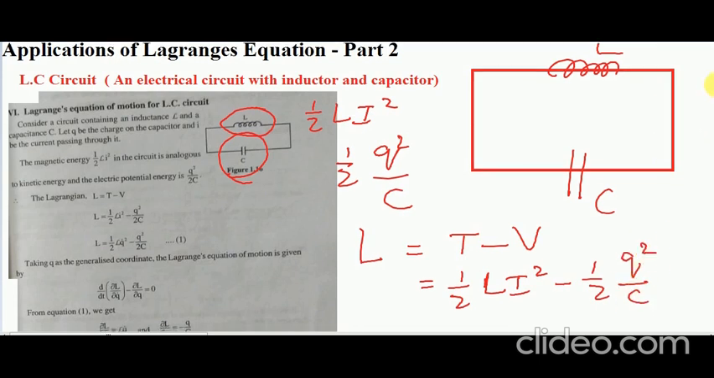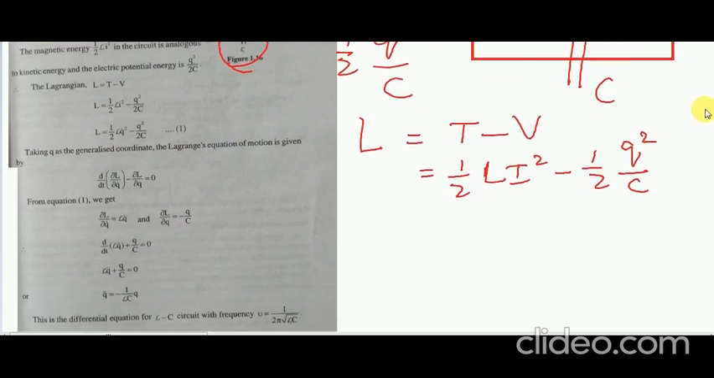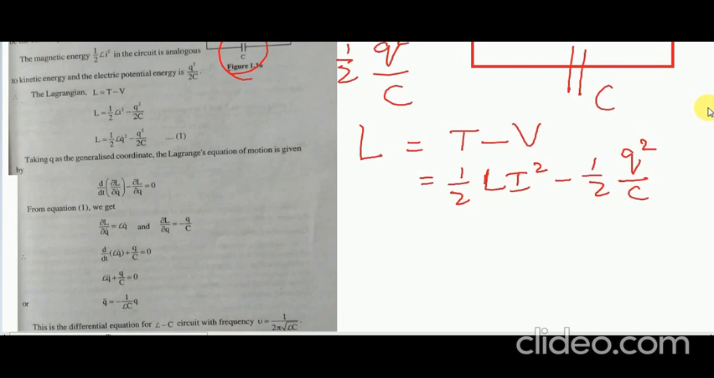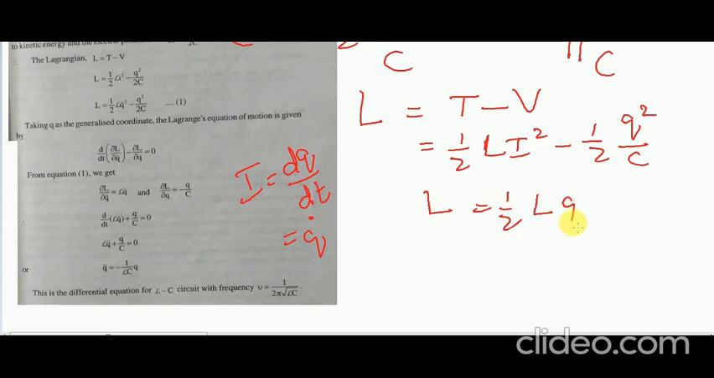Here we can consider Q, the charge, as a generalized coordinate. So what is actually this I? Current I is dQ divided by dt. That is, it is Q dot. So you can write the Lagrangian as half L Q dot square minus half Q square divided by C.